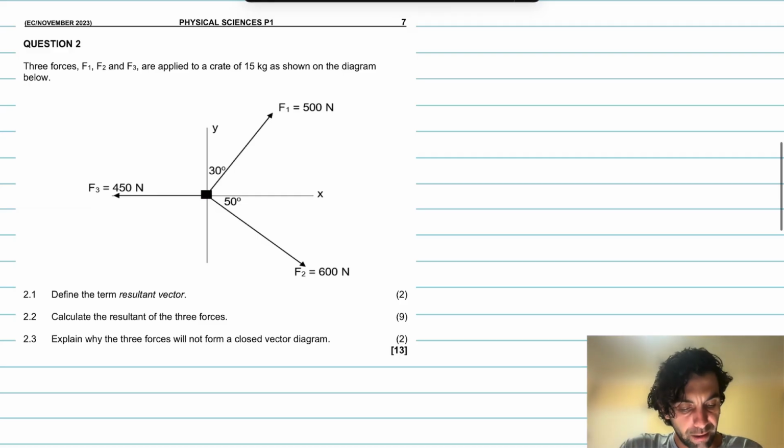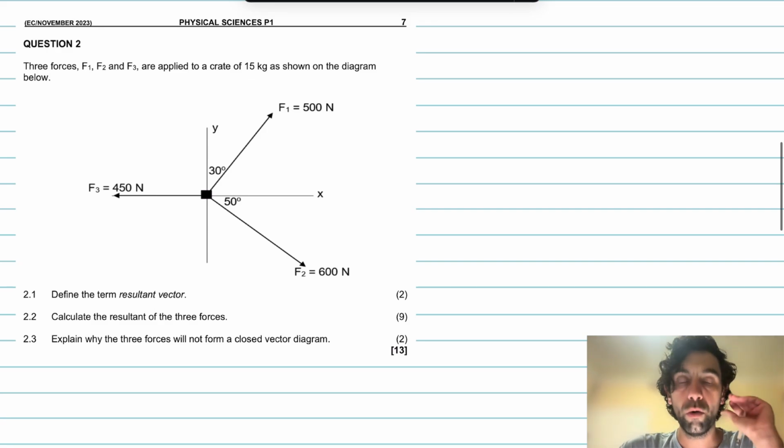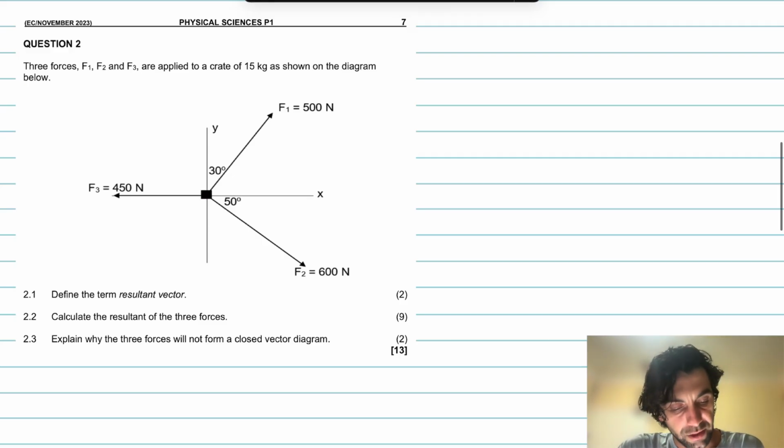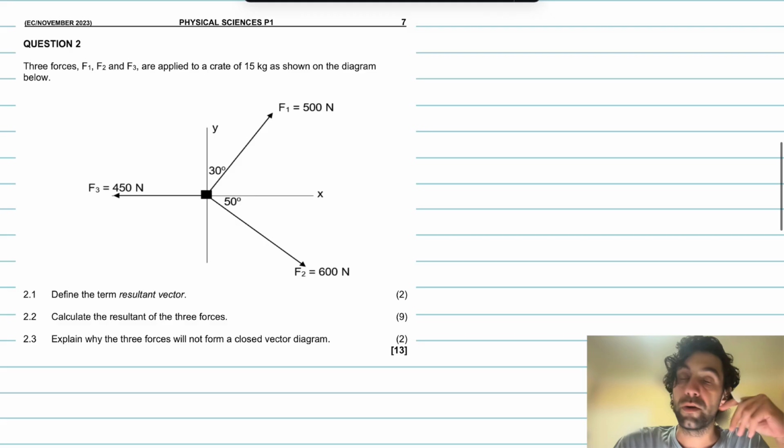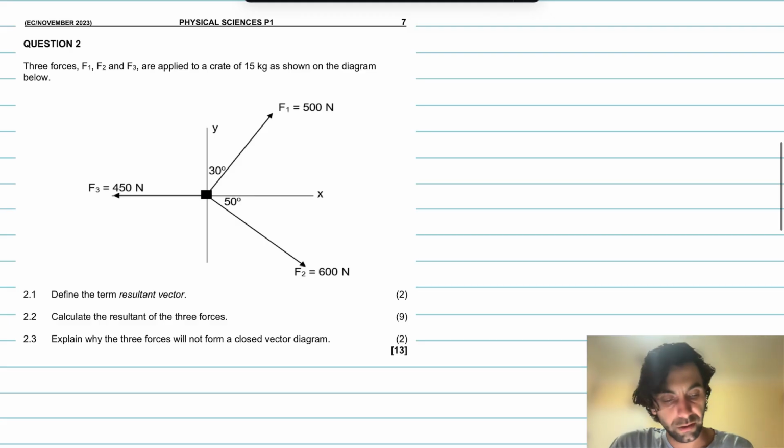So we have a crate. Now again, I'm drawing a free body diagram. I recommend always drawing your own free body diagram, even if they don't ask you to do so, because it helps you to understand the situation better and break all these forces up into their component vectors, and it allows you to visualize them better so that you can add and subtract the vertical and horizontal components effectively.